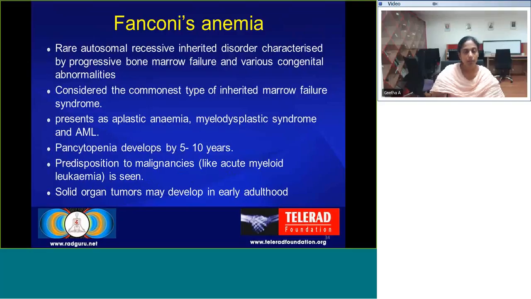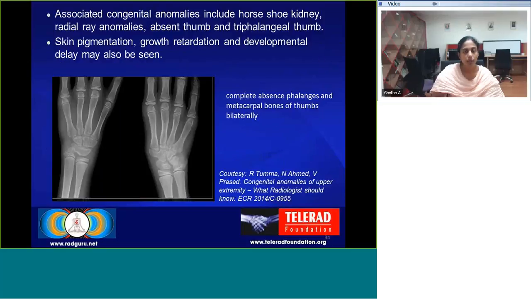There is a predisposition to malignancies like acute myeloid leukemia. Also, solid organ tumors may develop in early adulthood. There are also some associated congenital anomalies with this condition, which include horseshoe kidney, radial ray anomalies, absent thumb, and triphalangeal thumb. Skin pigmentation, growth retardation, and developmental delay may also be seen. This is an example of complete absence of the phalanges and metacarpal bones of the thumbs bilaterally.